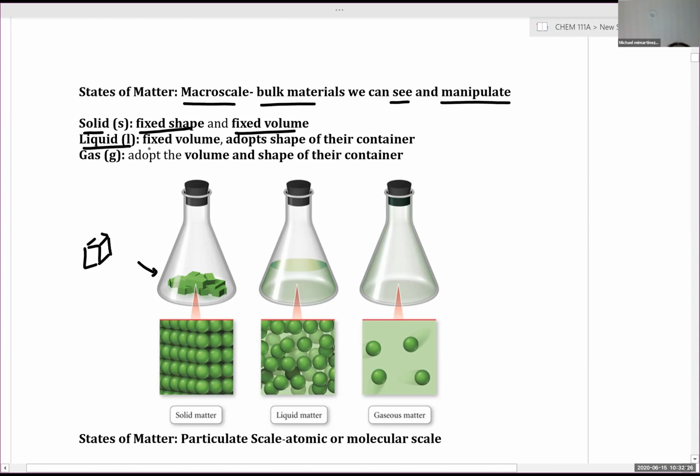Your liquid has a fixed volume. However, as we know, if we try to pour ourselves a glass of water, the liquid will adopt the shape of the container. Depending on the exact shape of the container, the liquid will adopt a slightly different shape. It still has the same volume. It's still taking up the same amount of space, but it just has a different shape.